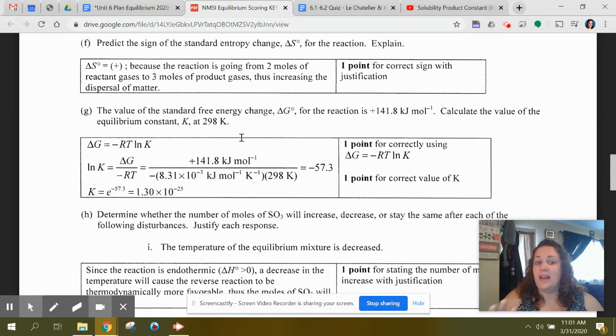Didn't ask you, but that K value is super, super small. So what that tells us about this reaction is that the equilibrium of this reaction strongly favors the reactants. Okay, remember 10 to the negative third or smaller favors reactants. 10 to the positive third or bigger is going to favor products.